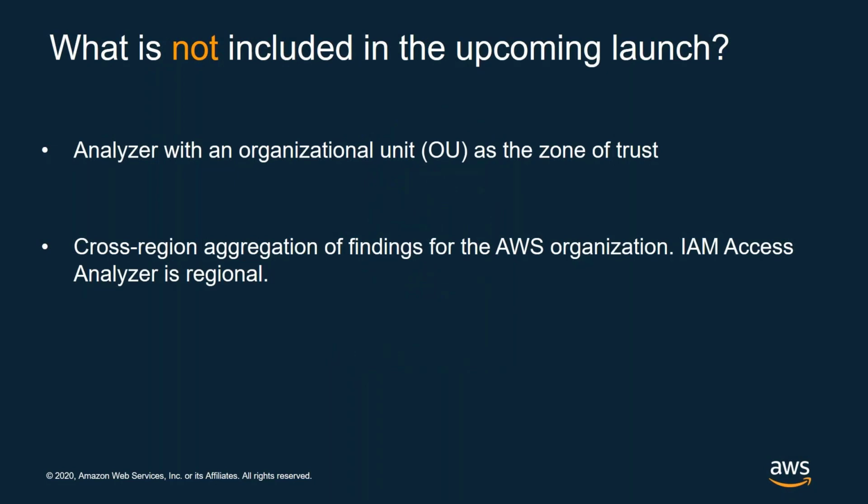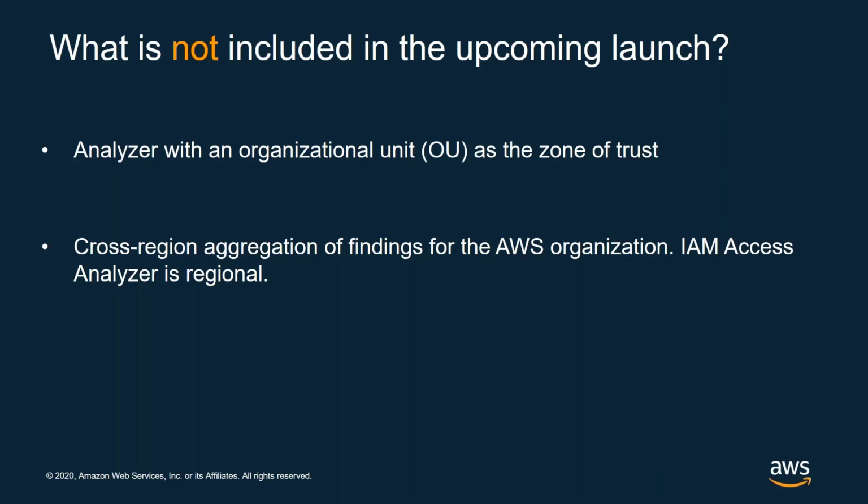There are some caveats though of what is a part and what is not a part of our upcoming launch. We decided to phase our launch or integration with organizations. So in the launch that is upcoming, you will be able to create organization level analyzers, but you would not be able to create OU level analyzers or analyzers with OUs as your zone of trust. That is a part of our roadmap, and we are planning to launch it soon. But that will not be a part of our first launch with orgs.